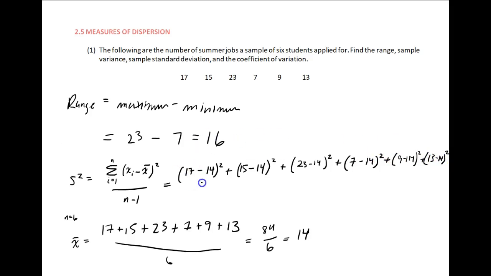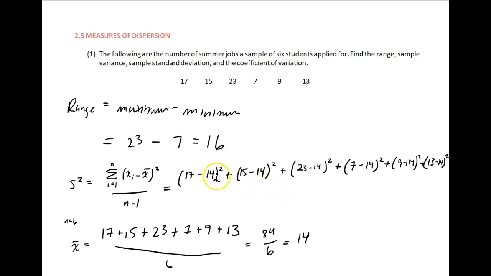Okay, cool. And this whole thing is over n minus 1, or 6 minus 1. Whoops, let's see. That's supposed to be a straight line. 6 minus 1, so we'll just say that it's 5. All right.